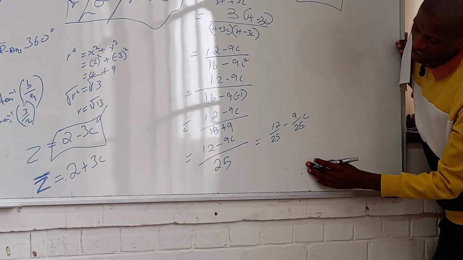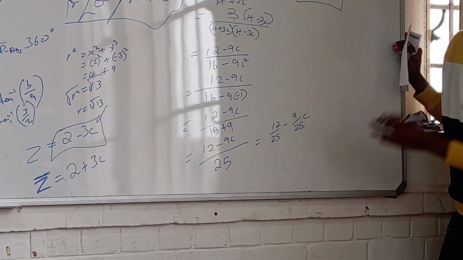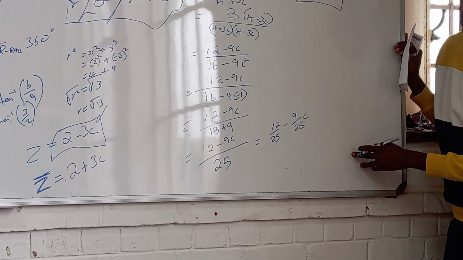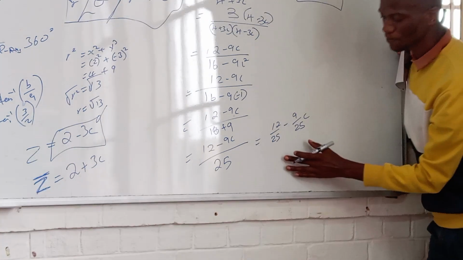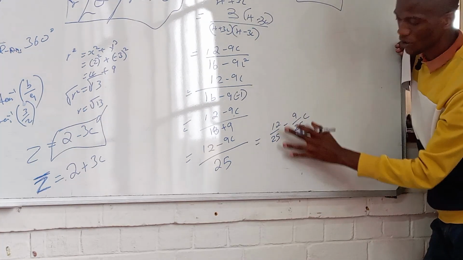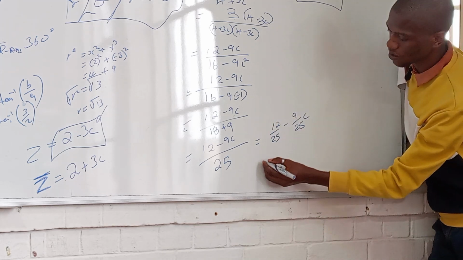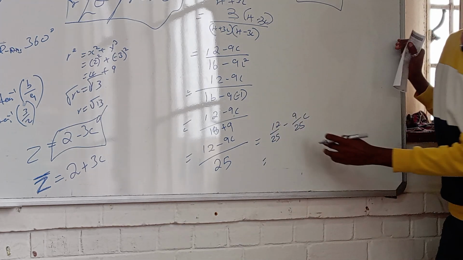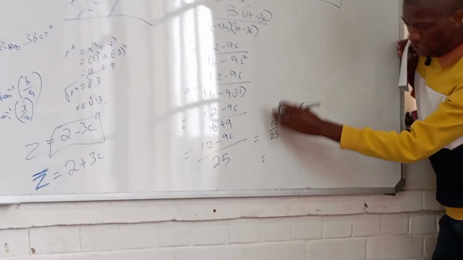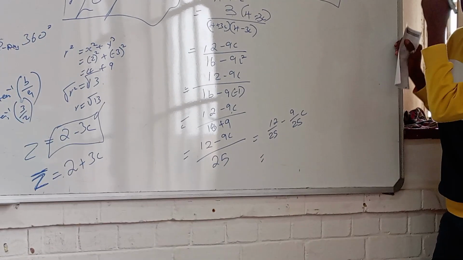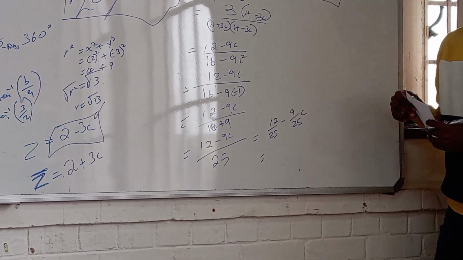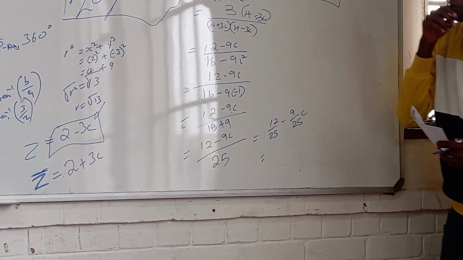Yes, you can just leave it like this, right? But you have to make sure that you follow the instruction. If they say you should leave your answer like this, or they ask you to leave your answer as a decimal, then you make sure that you follow the instruction that they talked about there, right? So that is what I want to talk about.